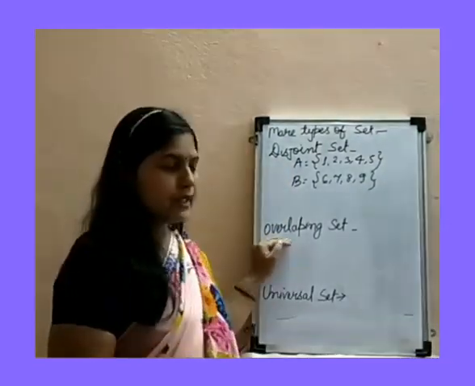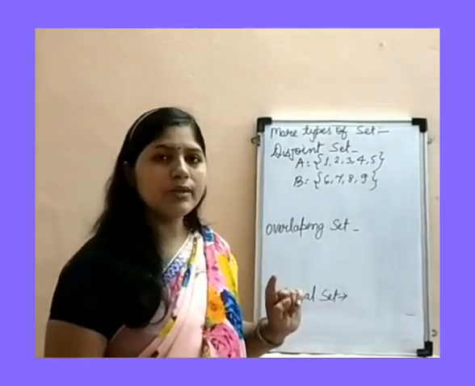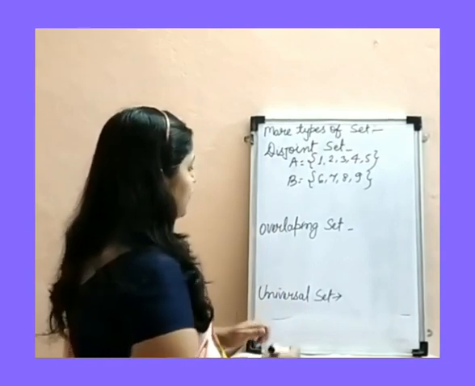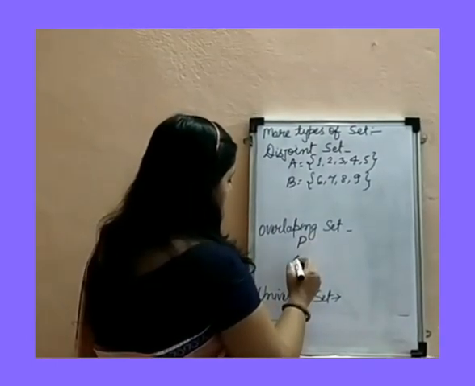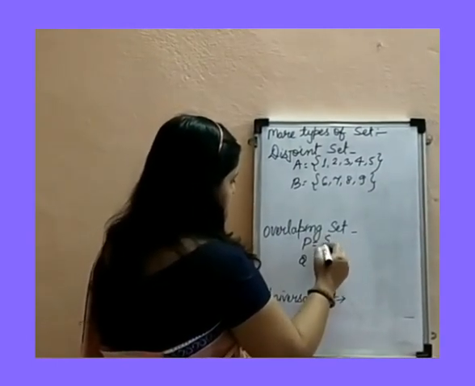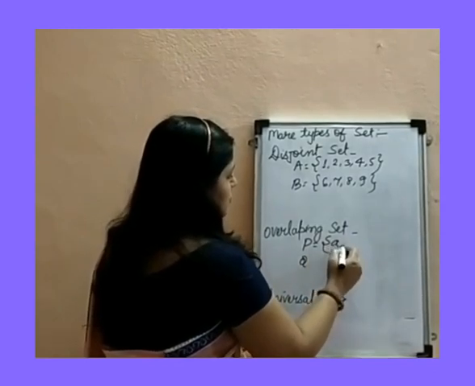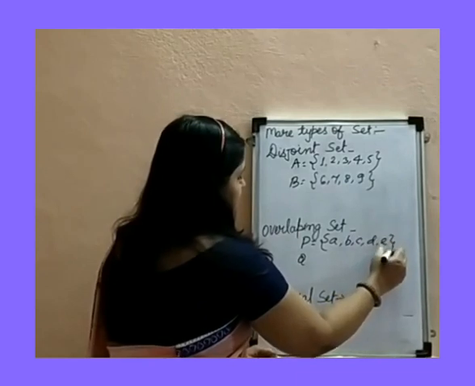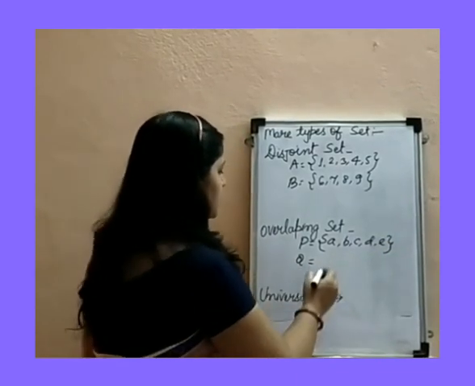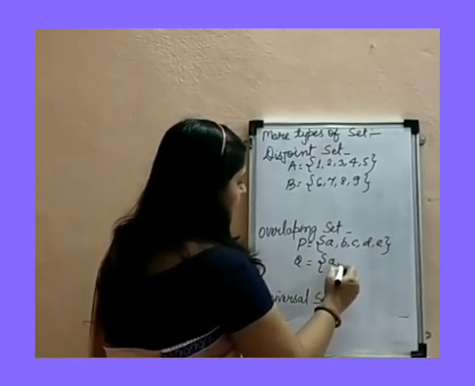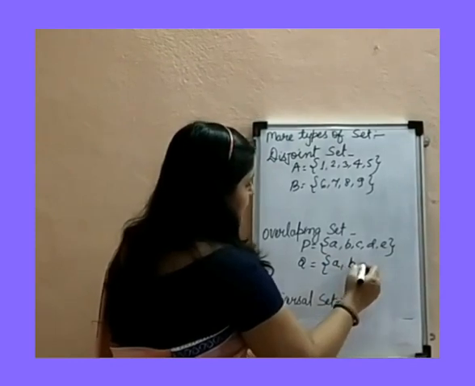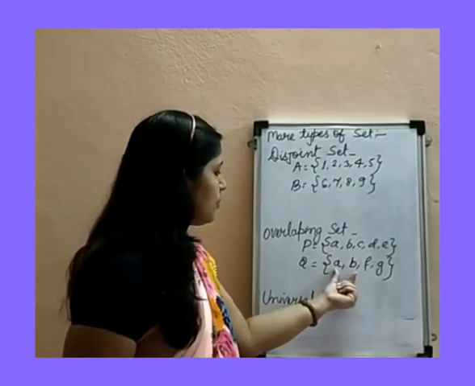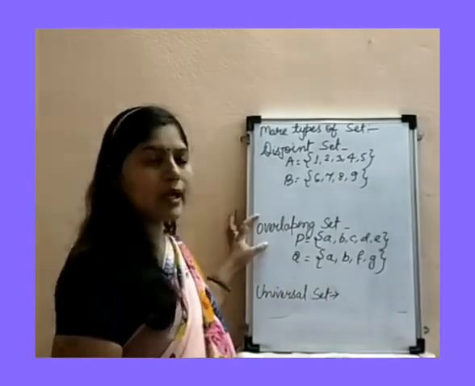Now overlapping set: if at least one common element is in both the sets, that will be an overlapping set. For example, set P and set Q. Set P is equal to A, B, C, D, and set Q is equal to A, B, F, G. Here two elements are common, so it will be an overlapping set.